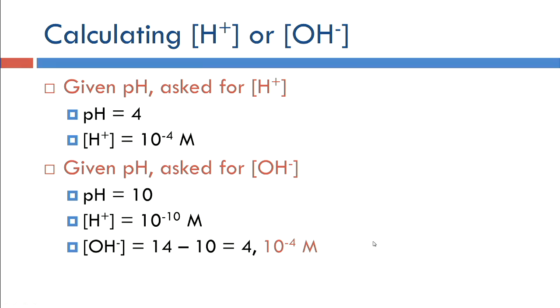You just have to be careful and ask, what is the problem giving me and what is it asking? Be careful. Hydroxide ion is not the same thing as the hydroxyl group. This is an ion, which means it's floating out in solution with an extra electron. It's negative. A hydroxyl group is covalently attached to a carbon. It doesn't have that charge.